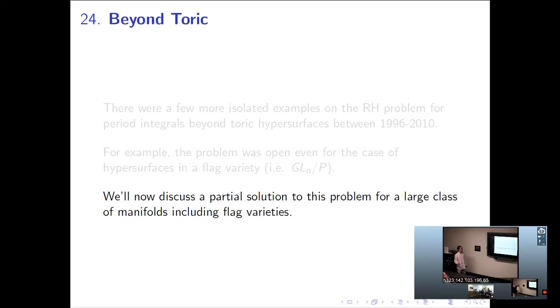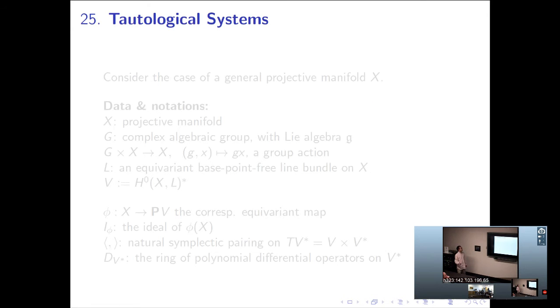Now I'm going to discuss a partial solution to this problem for a large class of manifolds, which includes the flag variety, the toric manifold, etc. So it's called tautological systems.